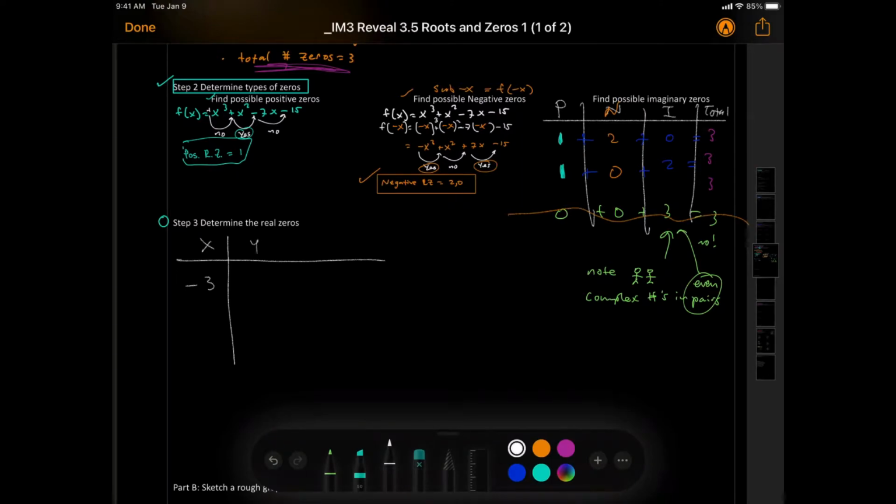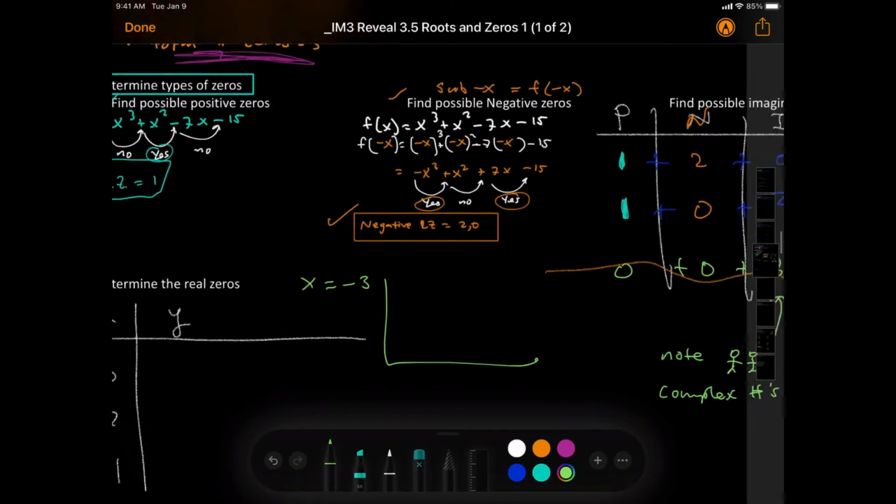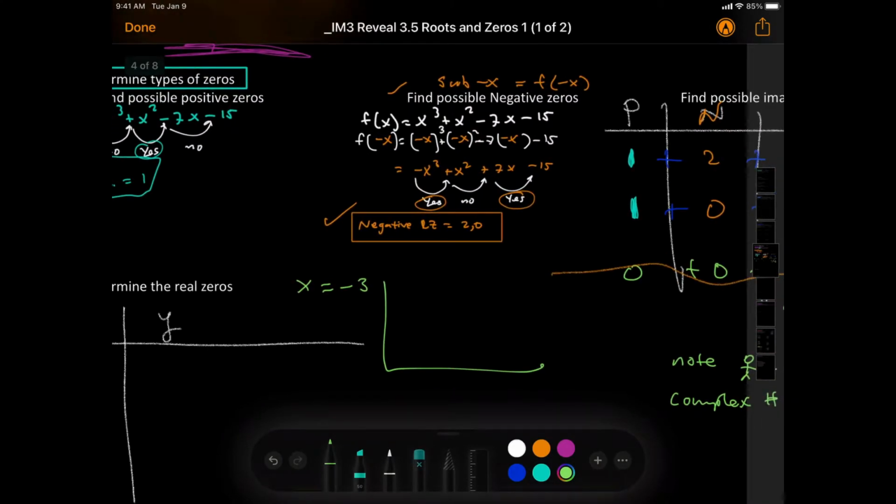And you basically get an output value, so let's just try 2 numbers. If x is equal to -3, this is where we're going to use synthetic substitution or synthetic division. Okay, so I'm just going to look at my coefficients: 1, 1, -7, -15.